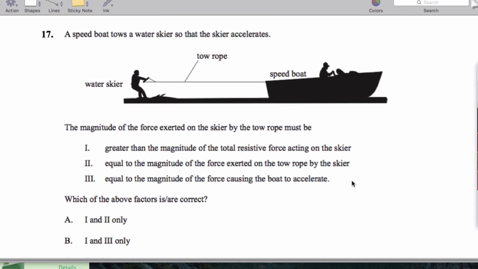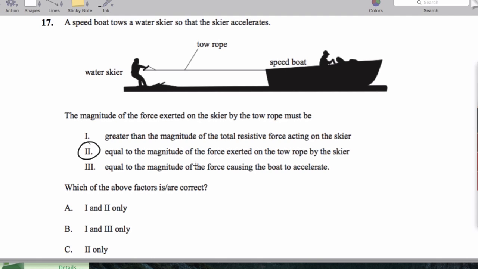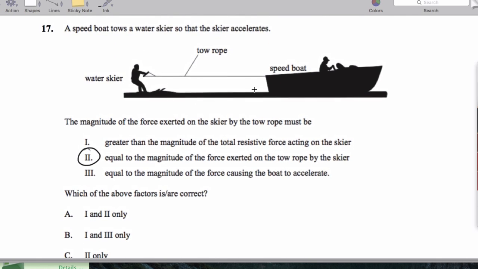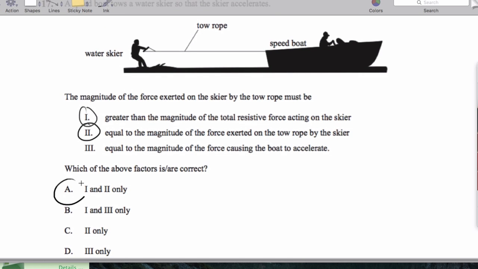A speedboat tows a water skier so that the skier accelerates. So the force exerted on the skier by the tow rope must be equal in magnitude. This is the only must, okay? But let's take out the other one. Equal to magnitude of the force causing the boat to accelerate. Actually, probably going to have to be smaller than the boat force. And then greater than the total resistive force acting on the skier. I'll go with 1 and 2. 3, not necessarily true. It actually needs to be less than.